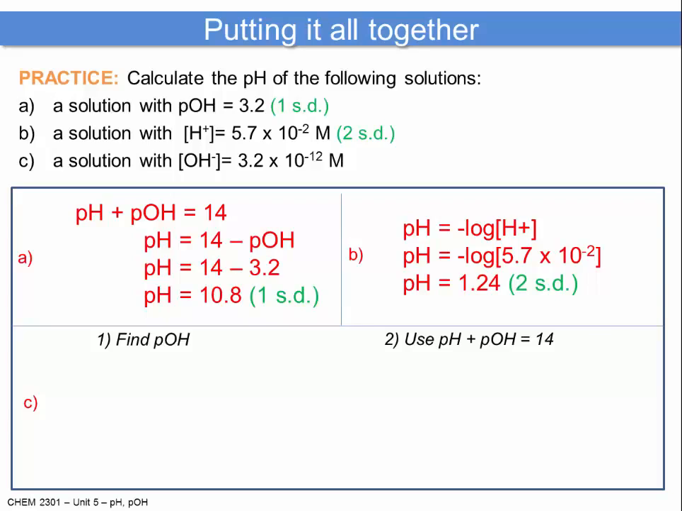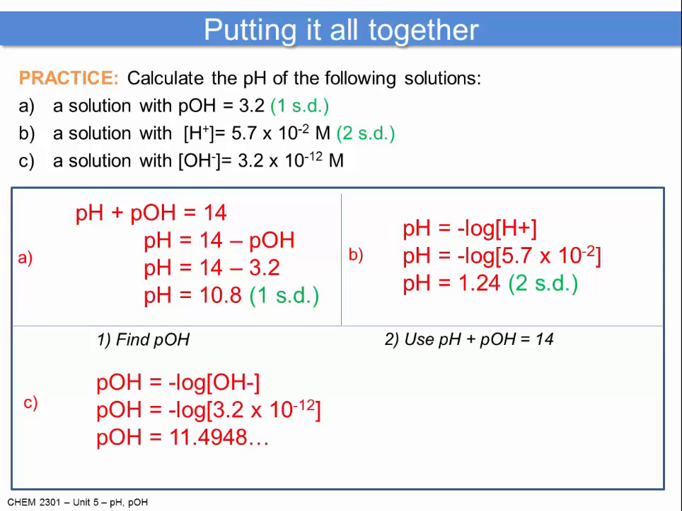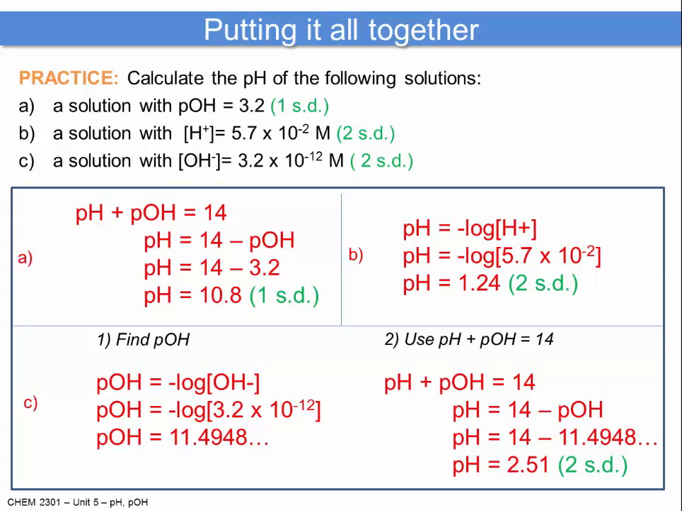For a solution with OH minus concentration of 3.2 times 10 to the negative 12, first we can find the pOH. The pOH is the negative log of the hydroxide ion concentration. And so we want to keep track of the significant digits, but leave the value that we get here in the calculator. In the end, we will need two significant digits when we get to finding the pH. From the equation, the pH plus the pOH will equal 14. We rearrange that equation, and we end up with 2.51, two significant digits, the 5 and the 1, for the answer.